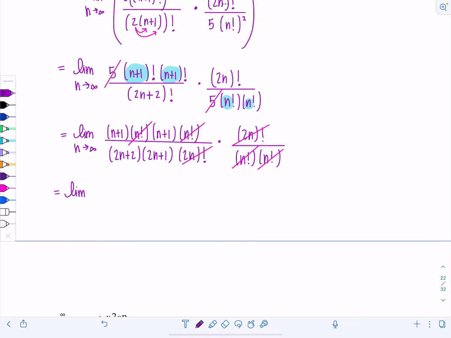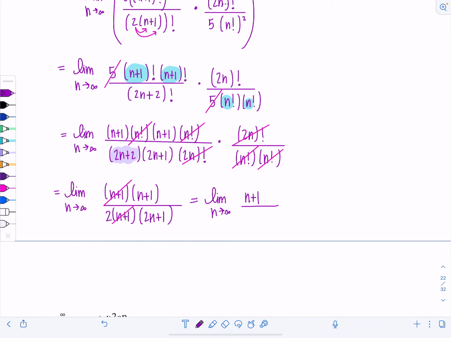So this is the limit as n goes to infinity of (n plus 1) over (2n plus 2). You know what that is? That is 2 times (n plus 1), and then I've got (2n plus 1). This cancels with this. My God, the cancel party continues. Then we have the limit as n goes to infinity of (n plus 1) over (4n plus 2). Divide by the highest power of n, which is n to the first.